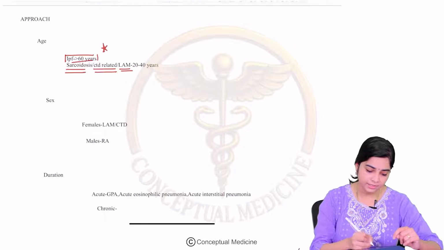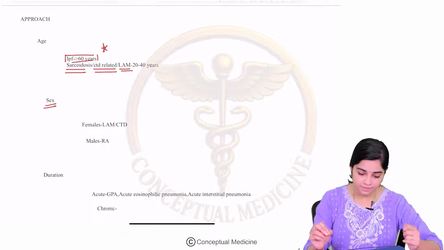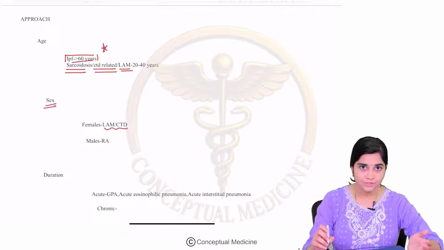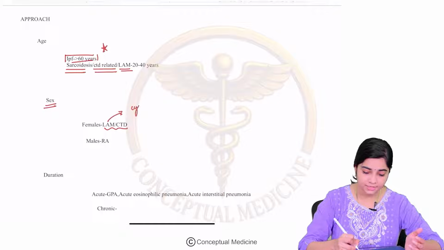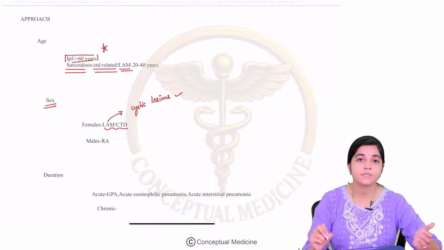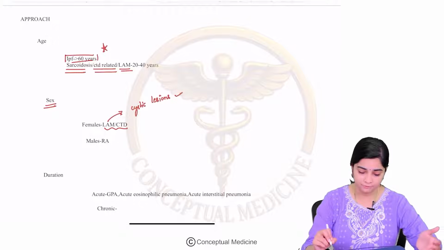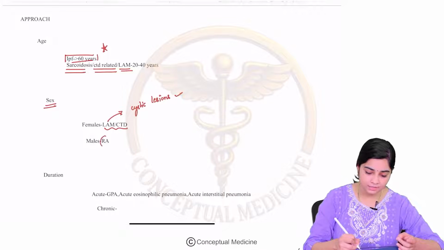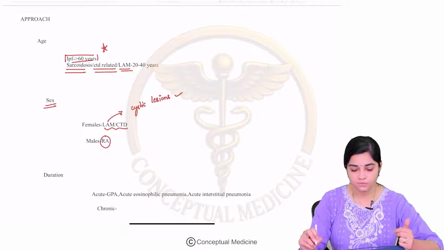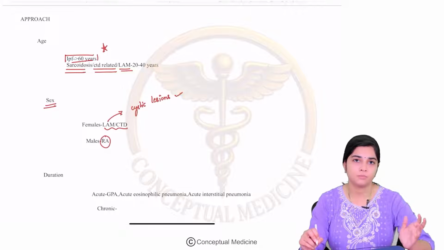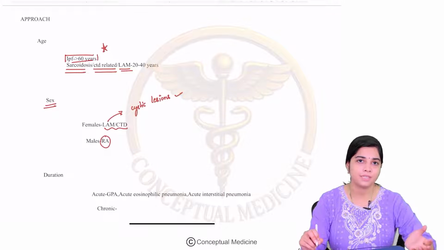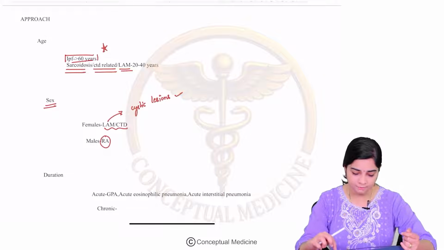Then we also look at the gender predisposition. The ILDs which are more common in females are lymphangioleiomyomatosis, which is usually characterized by cystic lesions in the lung, or CTD associated ILDs, which are more common in females. Okay. The CTD related ILD which is more common in males is your RA-ILD. Okay. So always remember the CTD related ILD which is more common in males is your RA-ILD. But if you look at your systemic sclerosis or myositis related ILDs, they are all more common in females.